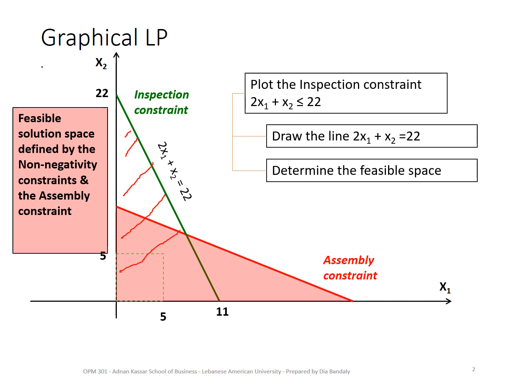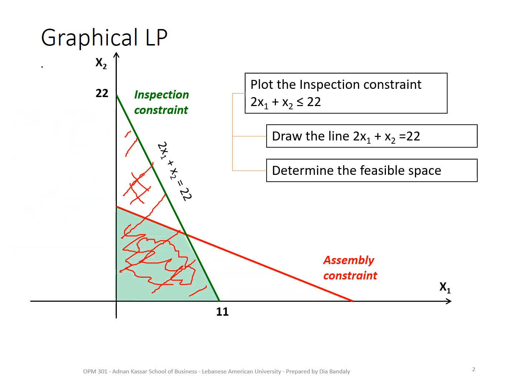However, because I need the solution to be meeting all the constraints, I can see that out of this hashed area, it's only this part that has an overlapping with the red area. So this part, yes, it is feasible for the inspection constraint, but it's not feasible for the other one, for the assembly constraint. So I will take it out. This will be out, and I will be left with only this part, the green part. This will be our new feasible solution space.